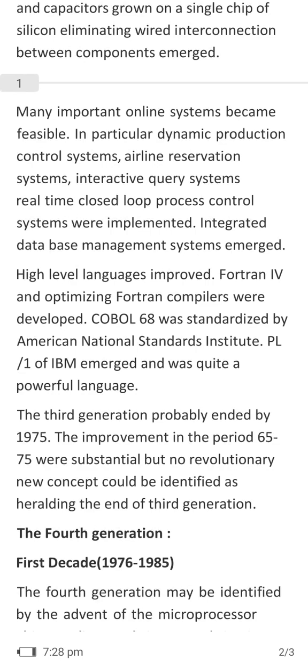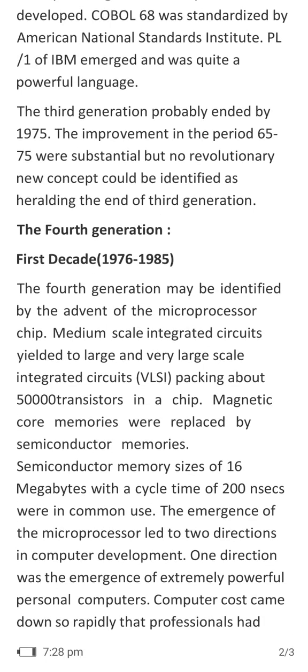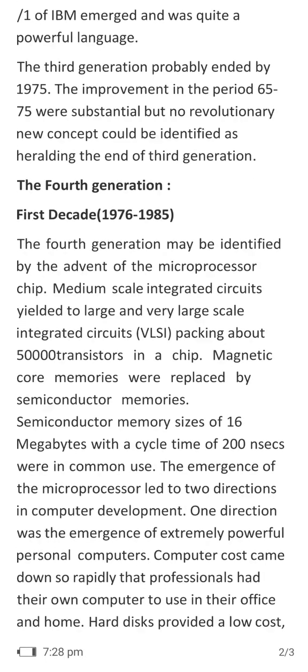And now the fourth generation is again divided into two decades, and the first decade is from 1976 to 1985. The fourth generation may be identified by the advent of the microprocessor chips. Medium scale integrated circuits yielded to large and very large scale integrated circuits packing about 50,000 transistors in a chip. Magnetic core memories were replaced by semiconductor memories. Semiconductor memory sizes of 16 bytes with a cycle time of 200 seconds were in common use.